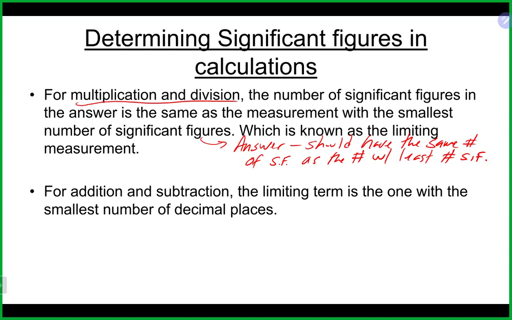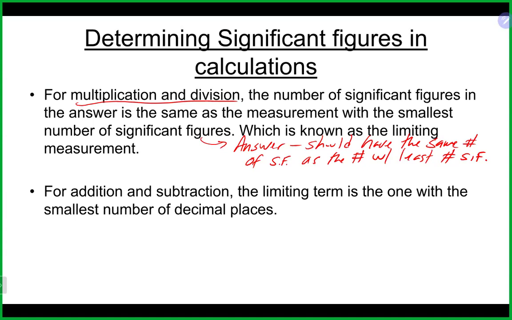The reason for that is that your least number of sig figs is your worst measurement. So your total measurement in all these cases is really only as good as your worst measurement, kind of like that old saying, you're as good as the weakest link. Your worst measurement is the weakest link in your calculation or whatever you're doing.